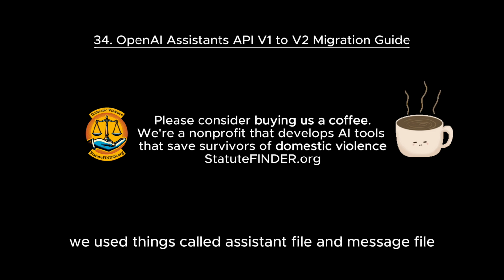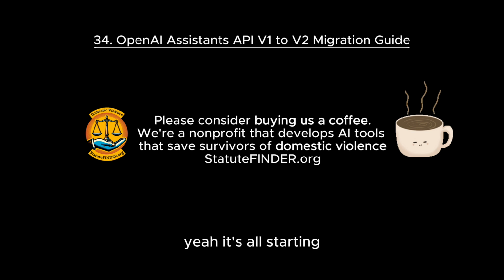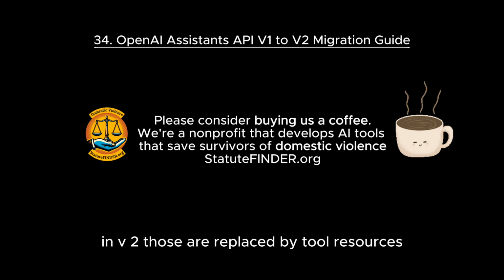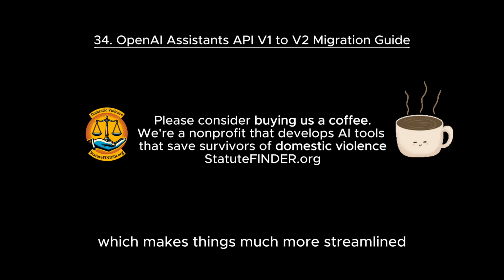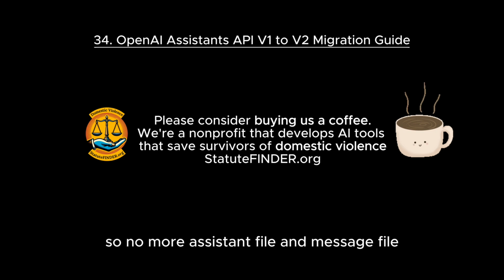Remember how in V1 we used things called assistant file and message file to manage files? Vaguely. It's all starting to come back to me now. Well, in V2, those are replaced by tool resources, which makes things much more streamlined. So no more assistant file and message file, just tool resources for everything. That's a welcome simplification.